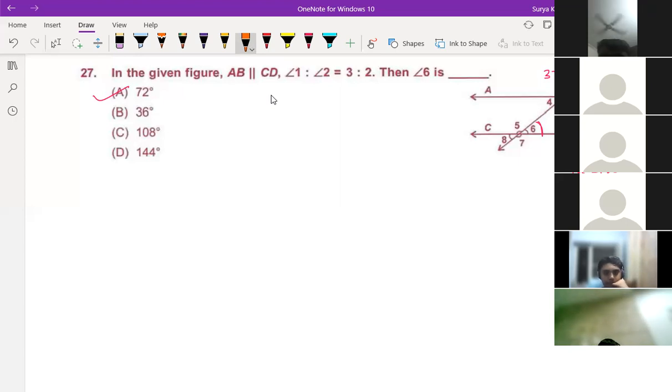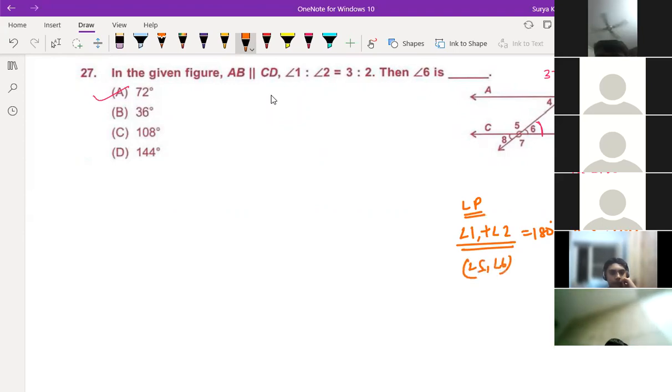Okay, try to understand. So angle 1 plus angle 2, both equal to 180 degrees. This is known as a linear pair. You know linear pair, no, Priyanshu? Yes, sir. Then angle 3 and angle 4 is also a linear pair. Similarly, you can write angle 5, angle 6, then angle 7, angle 8, right?